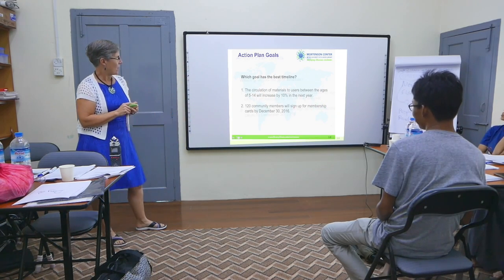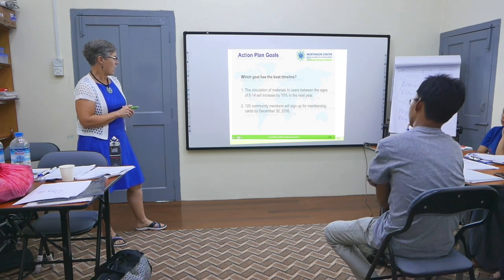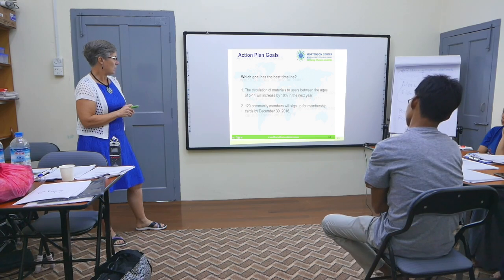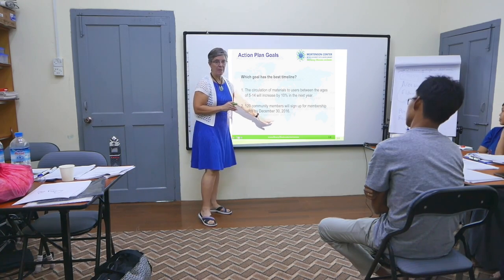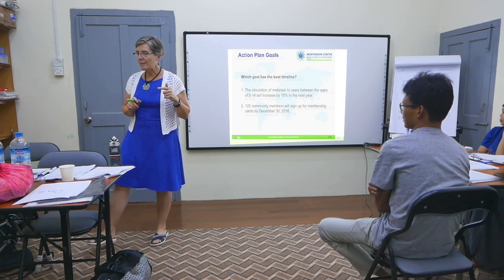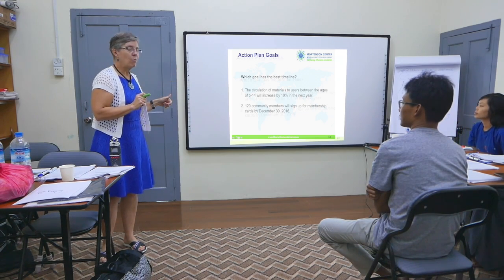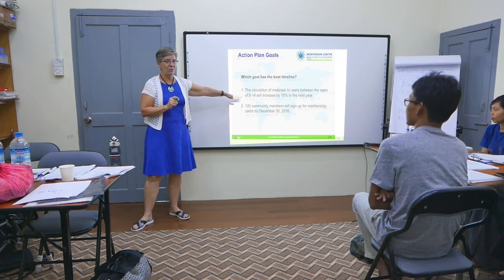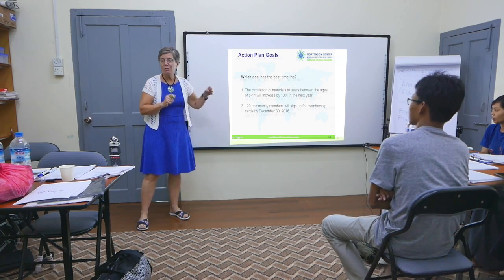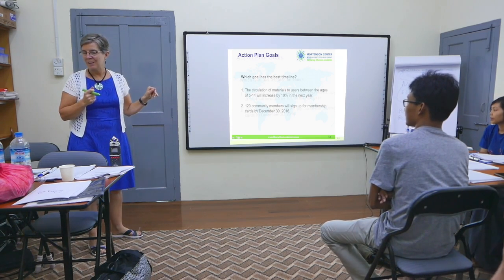Okay, which goal here has the best timeline? The circulation of materials to users between the ages of 5 to 14 will increase by 10% in the next year. Or, 120 community members will sign up for membership cards by December 30th, 2016. Two. The more precise you can get, the better. It is much better when you're writing something like this to write down a timeline, and if you can't reach the timeline, to explain why you weren't able to reach it, than it is to have something vague, because people don't like vague. They don't understand it, and it also holds you accountable, because you know that you wrote this and this is what's going to happen. Does this make sense? Yes. Any questions? All righty, so you're ready then.